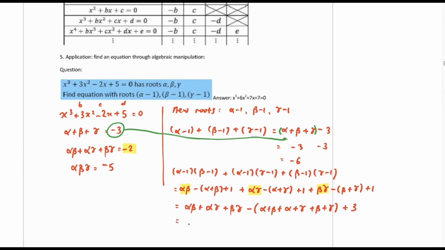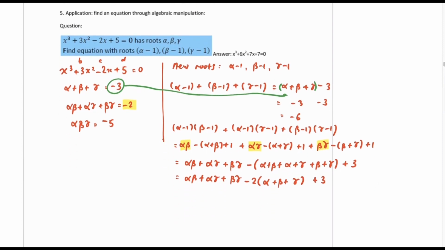Okay, so let's simplify this a little bit first. For the first three terms, I just leave it like this. And for these, I realized that I have two alpha, two beta, two gamma. So I can just factorize the two and end up with alpha, beta, and gamma.